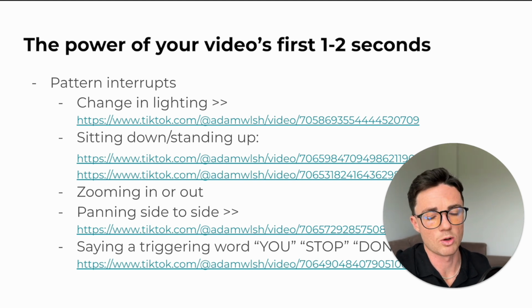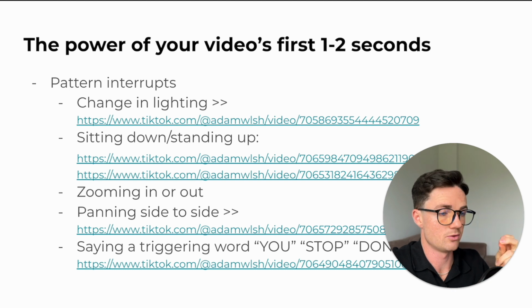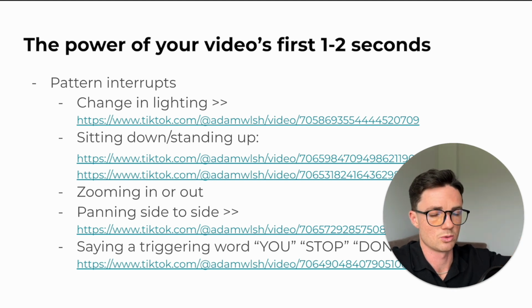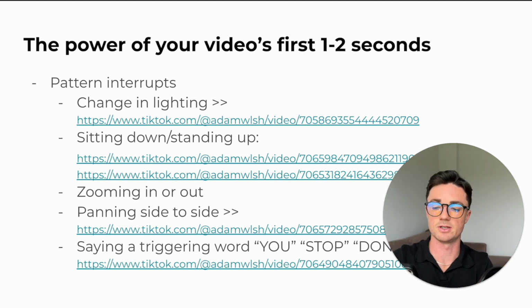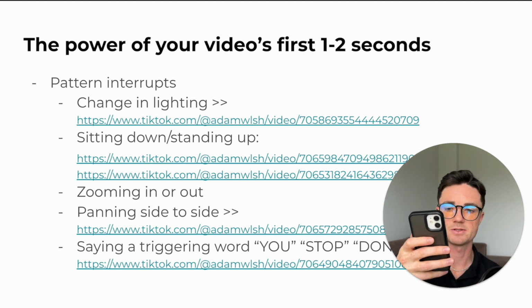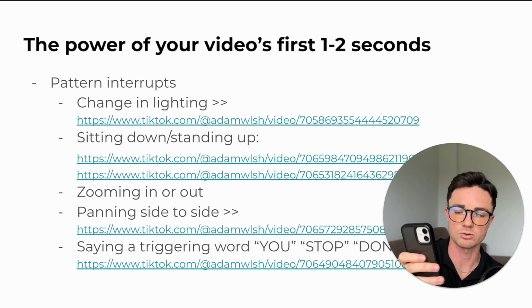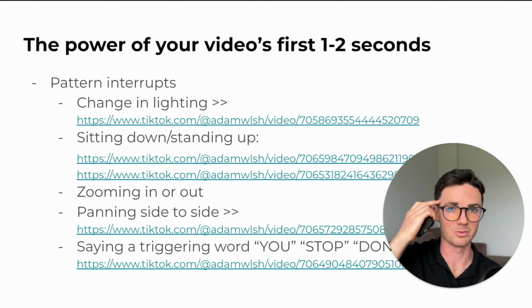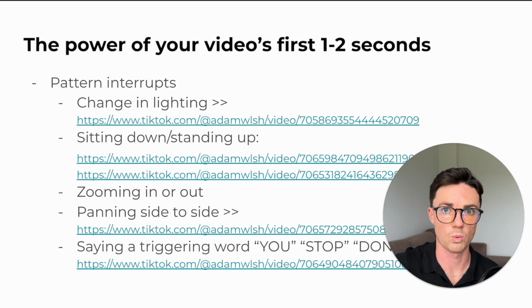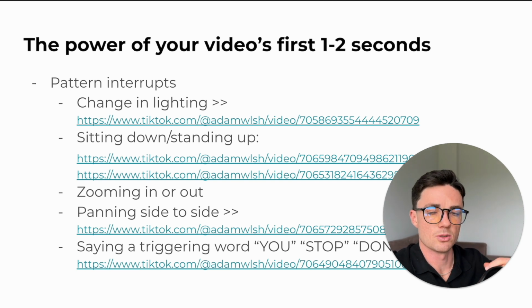We have things called pattern interrupts, which are things you can do at the start of a video, but also throughout your video, which will interrupt the pattern, right? Your viewer is in this pattern as they see your video. In most cases, they're like this: scroll, scroll, scroll, scroll. And they only stop when something absolutely hits their dopamine receptors and gets them to go, oh, wow, let me look at this. So the main way we're going to do that is with pattern interrupts.